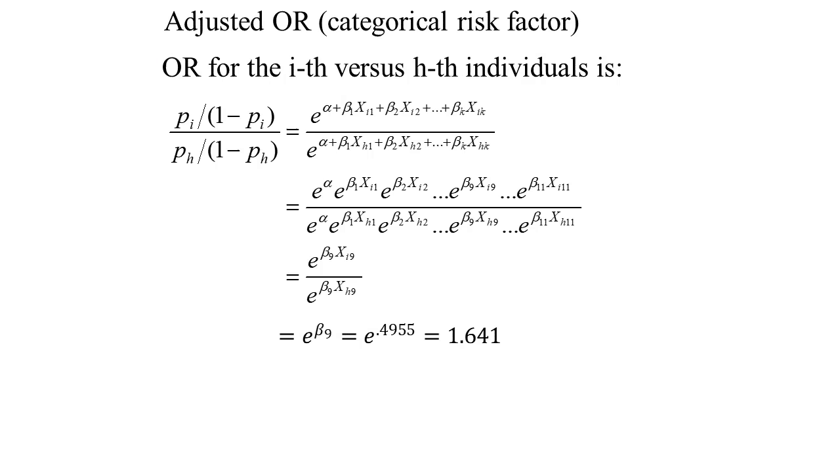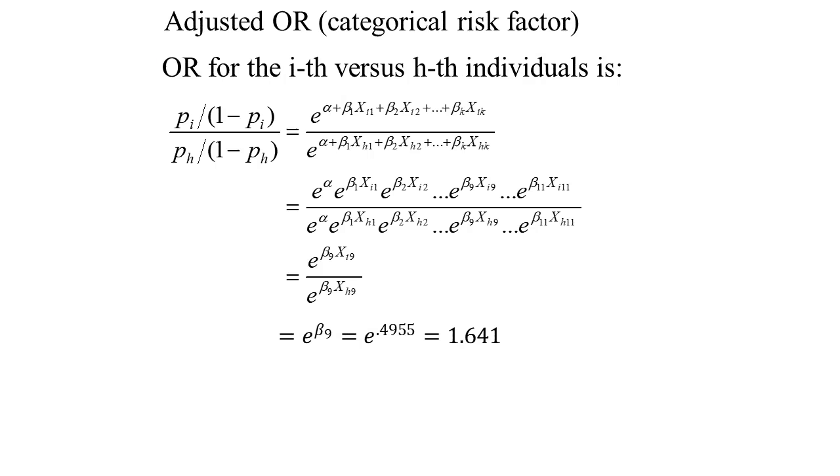Also note that I and H have the same gender. So, the second term in the numerator and the second term in the denominator are identical and can be cancelled out. And I and H are at the same age. So, the third term in the numerator and the third term in the denominator are cancelled out too, and so on. So, as shown in the third line of the equation, what remains is the term related to the ninth variable, for which the two individuals are different.